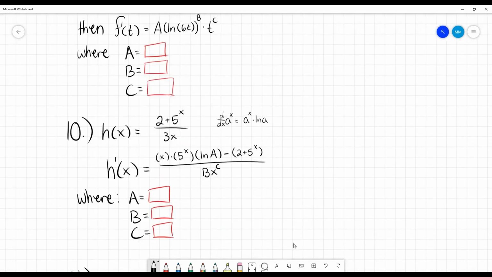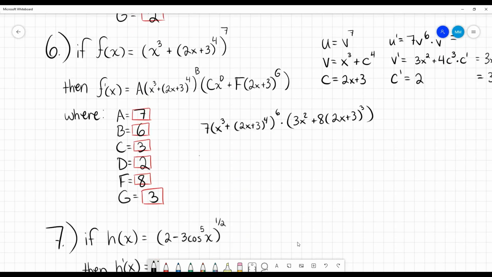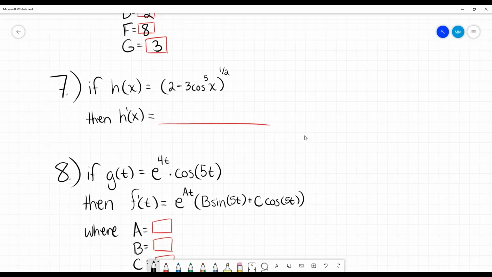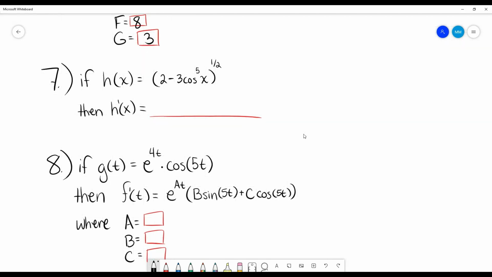Let's see, we've got just a few more questions left. A little over halfway now. And then once again, chain rule. So they tell us h of x equals this right here. So we want to figure out what the derivative of h of x is, also read as h prime of x.